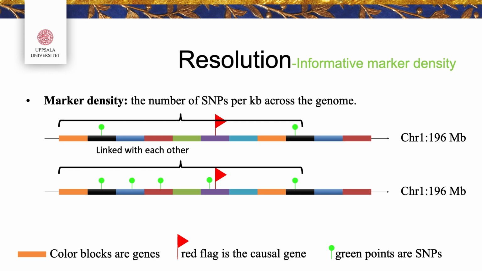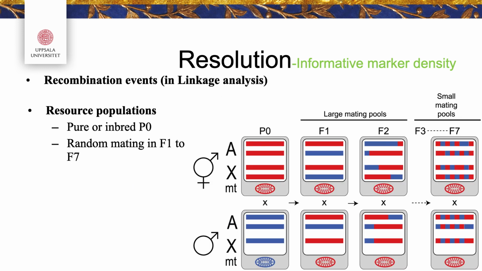For linkage analysis, there is another efficient way to improve the resolution. That is to accumulate more recombination events in your population. In this figure, P0 is the parents. They have divergent haplotypes, the blue one and the red one. And many recombination events were detected in F2. If we stop here, we are able to do fine mapping by linkage analysis, although these long haplotypes will result in poor resolution.